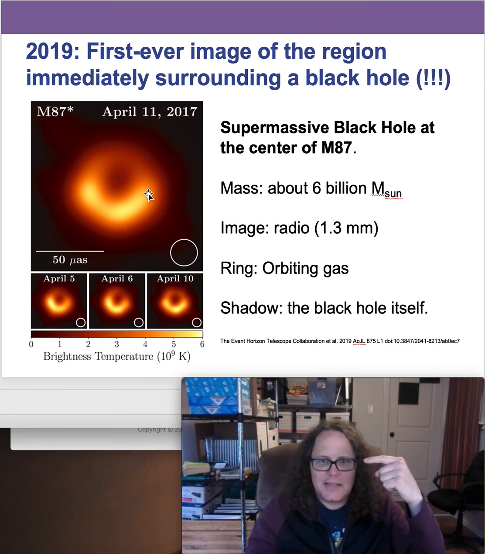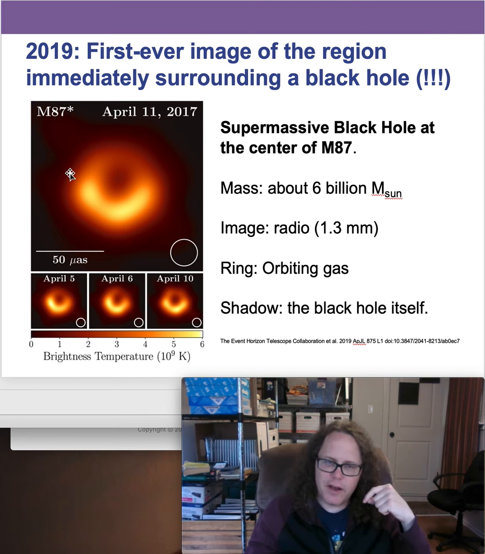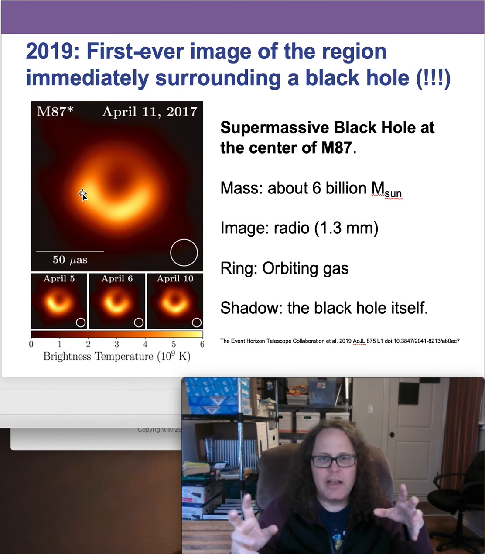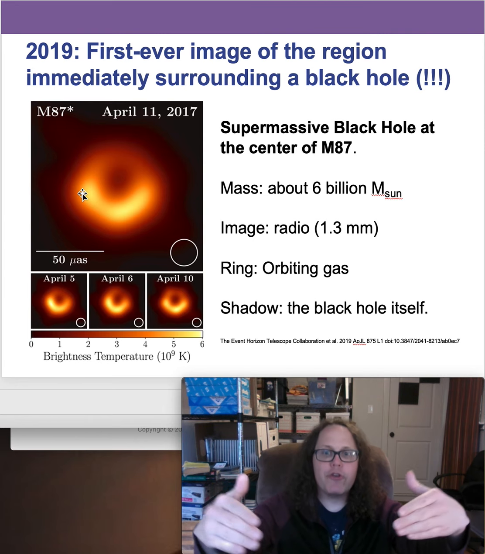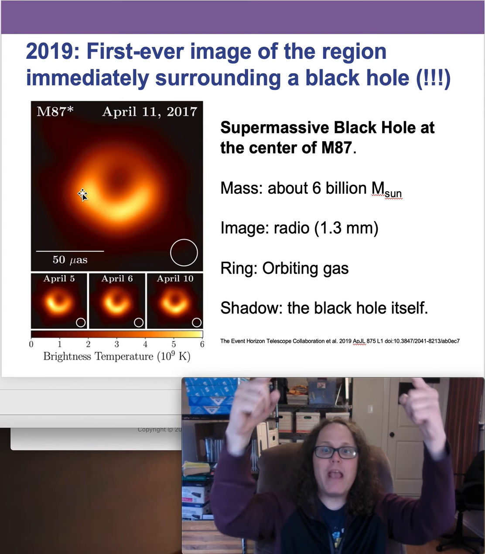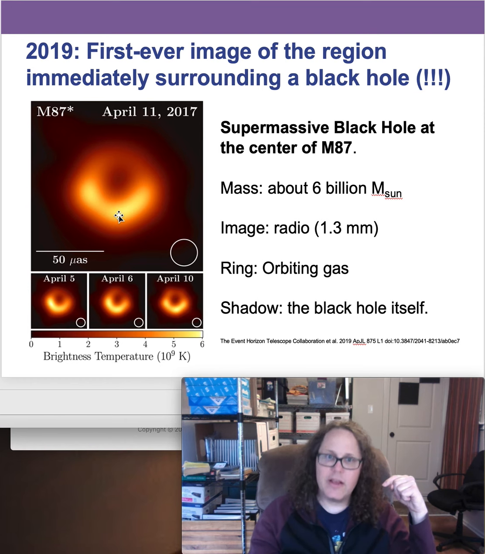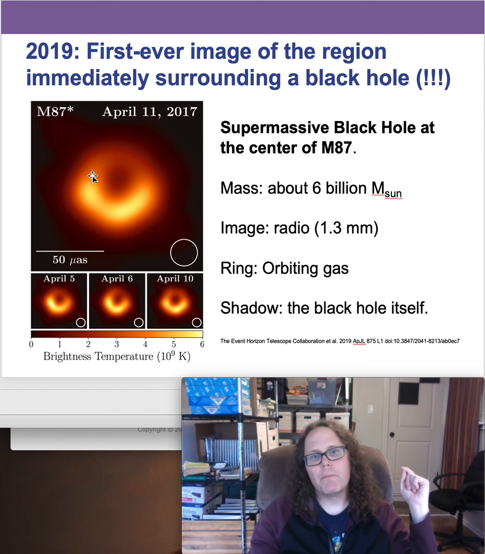The gas is orbiting this way in this image. And the reason we know that is that the bottom is brighter than the top. There is an effect in relativity called relativistic beaming. Things coming toward you at near light speed will look brighter. Things moving away from you at near light speed will look dimmer. So the gas down here is brighter, it's moving toward you. Gas up here is dimmer, it's moving away from you.